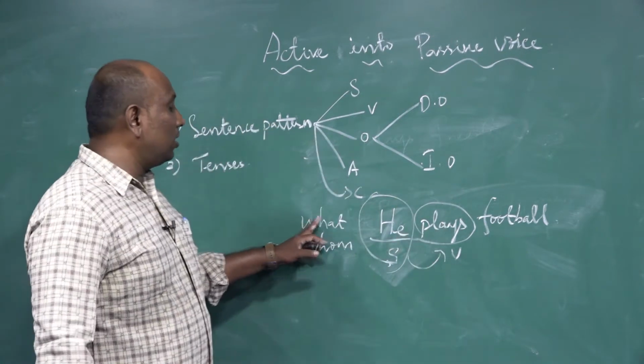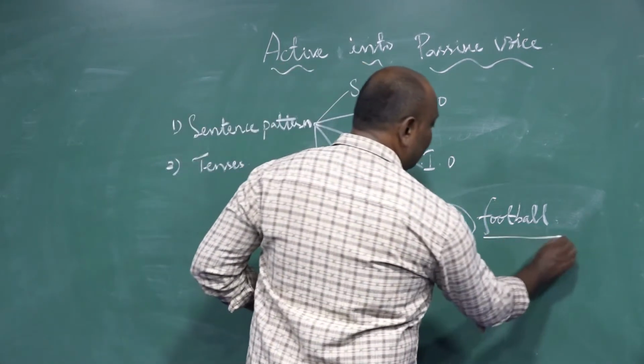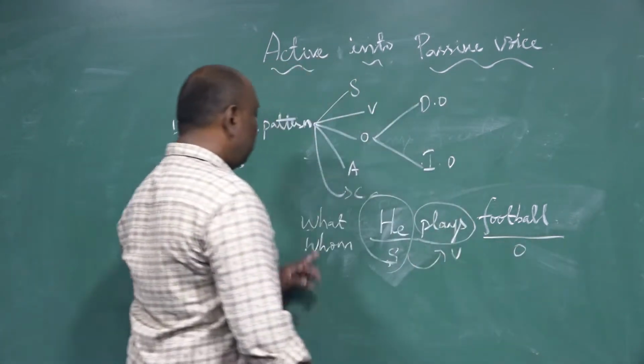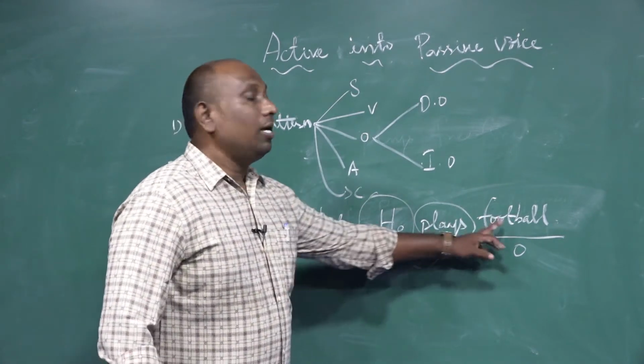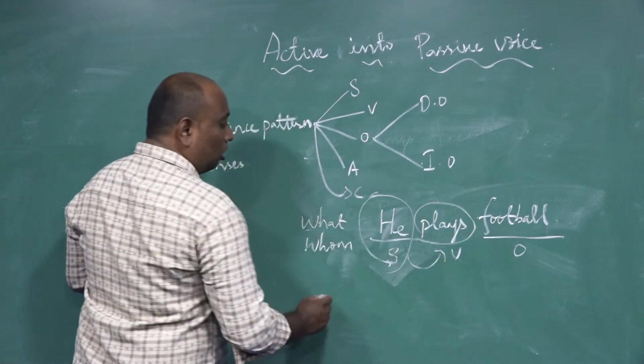If you use what he plays, what he plays, if you get an answer, that is called object. So we are getting an answer: what he plays, football. So that is called object.